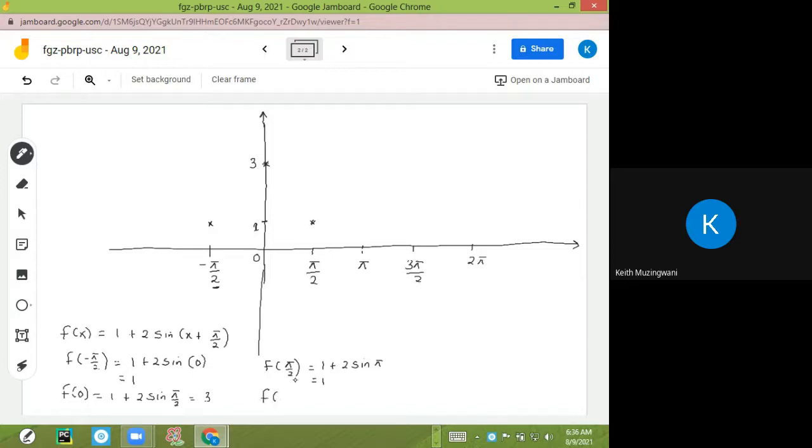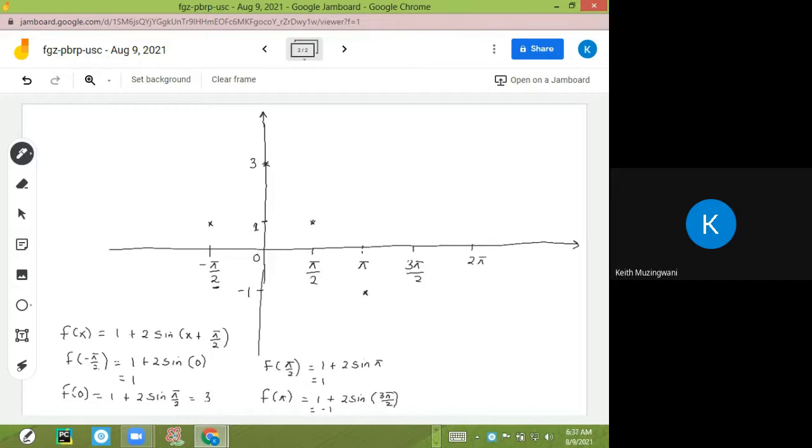Then you substitute pi itself. You have 1 plus 2 sine 3 pi over 2. Because pi plus pi over 2, that is 180 plus 90, which is 270. 270 is 3 pi over 2. But sine 270 is negative 1. So you have 1 minus 2. So we get negative 1. So we have negative 1 here.